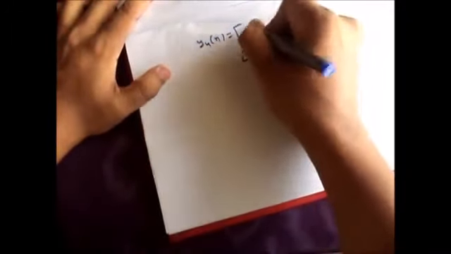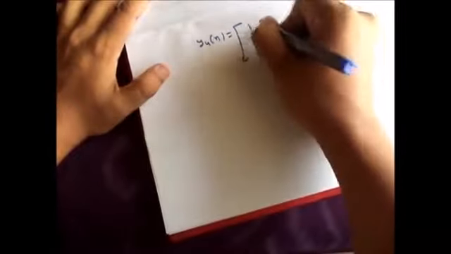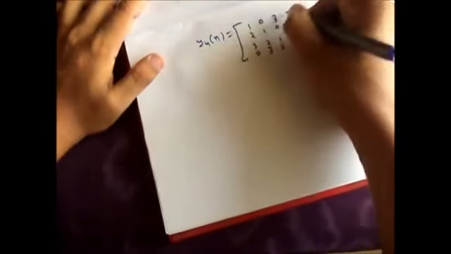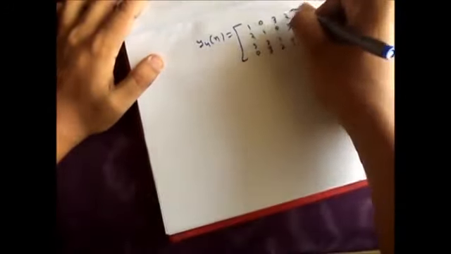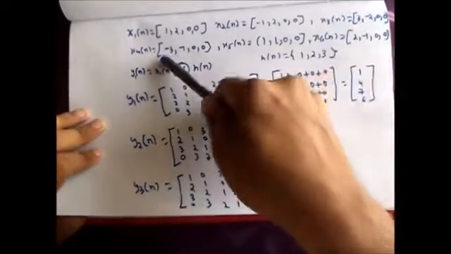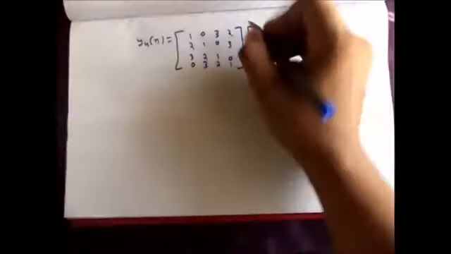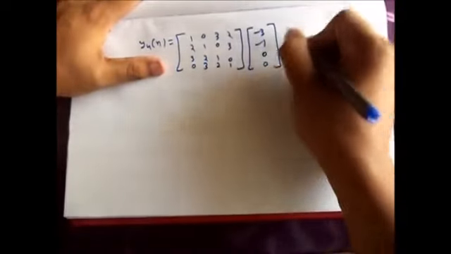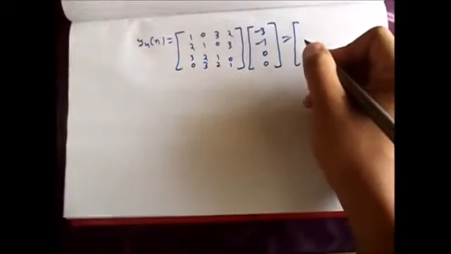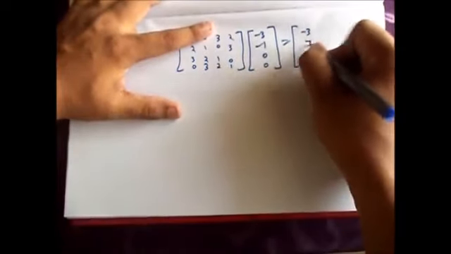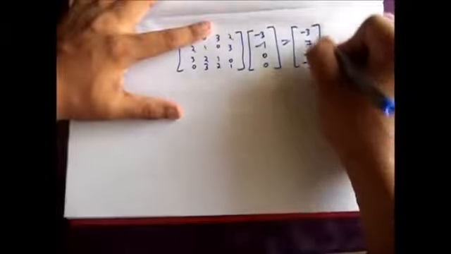Again we have to apply the circular shifting: 1 2 3 0, 0 1 2 3, 3 0 1 2, 2 3 0 1. Then we have to consider the fourth input data block, so it is -3 -1 0 0. If we solve this, we get the value as -3 7 -11 -3.